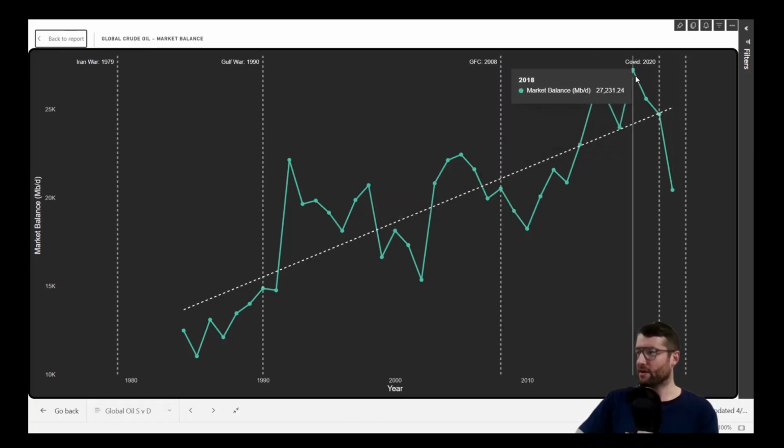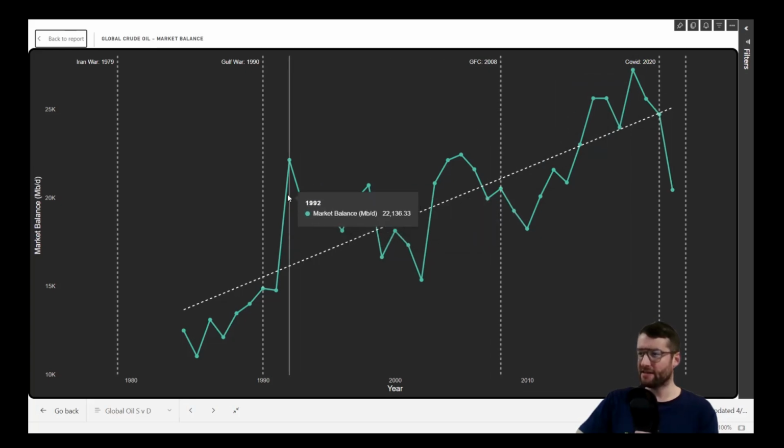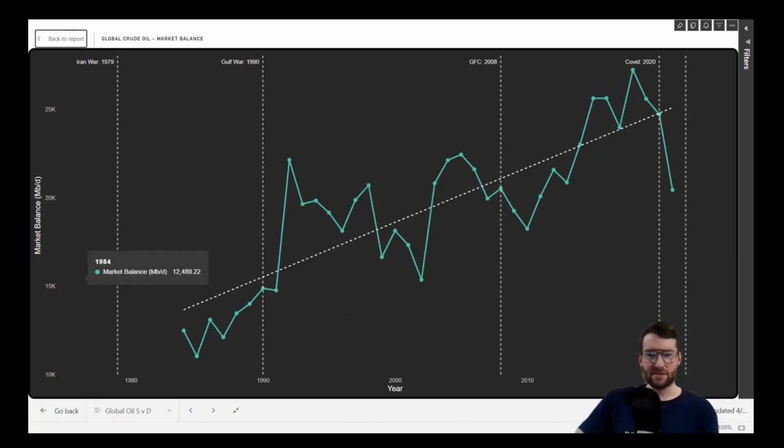The previous years were down, down, down, so it's sort of gone up in those years. We can see that these events often align with disruptions in market balance. Not always in direction, but always in volatility. Afterwards, we can definitely see volatility post geopolitical crises.